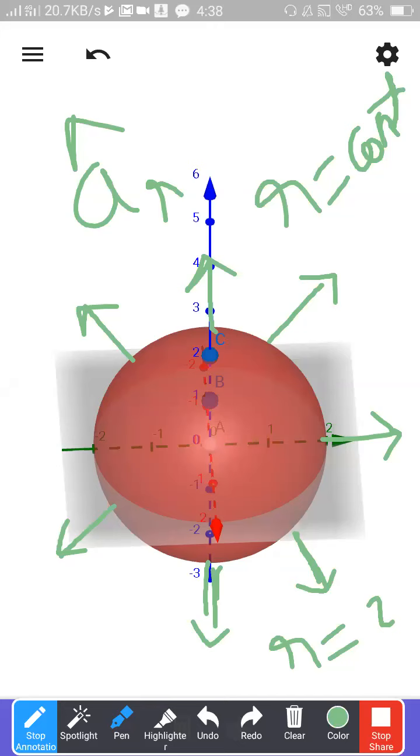Then I will go to theta. Is there any doubt here? Yes, tell me.